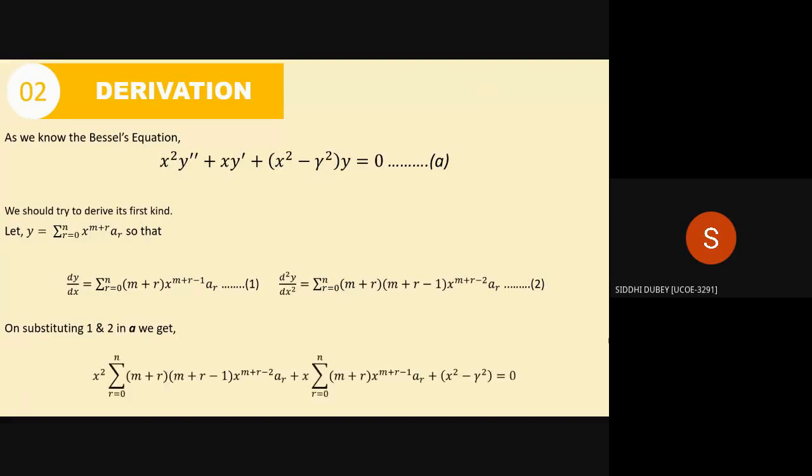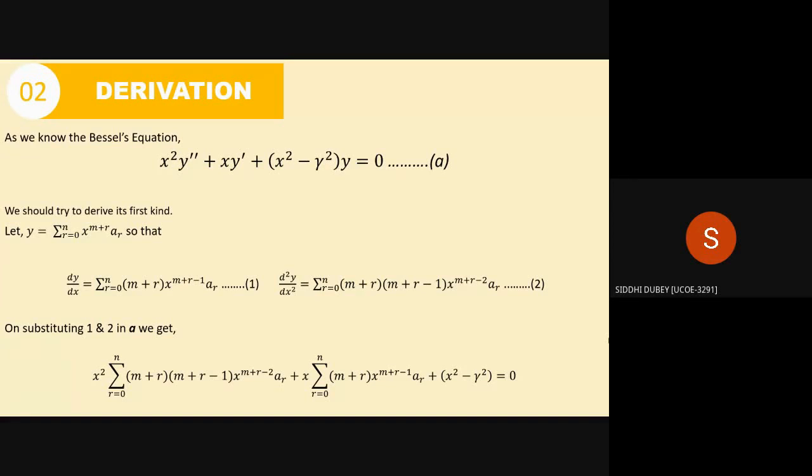For that, we have to take its first and second derivative with respect to x. So, dy by dx is equal to summation of r equal to 0 to n. As we are differentiating with respect to x, x raised to n has derivative n into x raised to n minus 1, that is, m plus r into x raised to m plus r minus 1 into ar, as ar is constant.